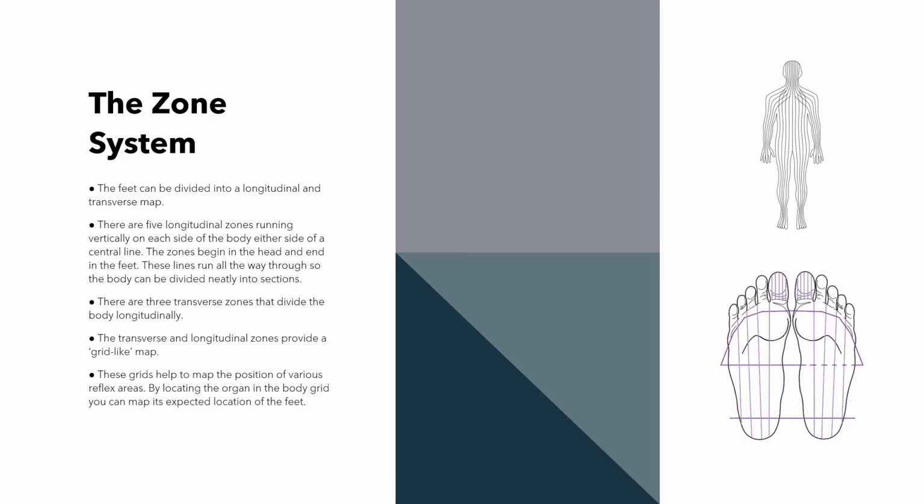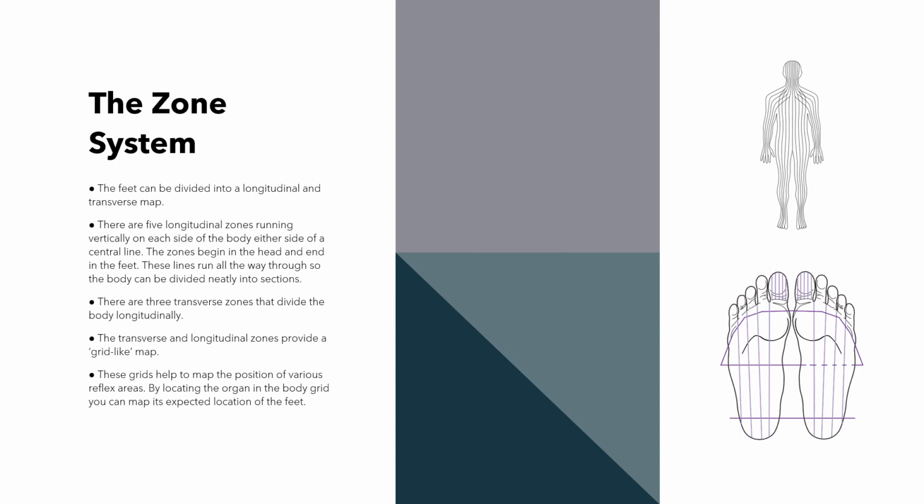Now let's discuss the zone system. The feet can be divided into a longitudinal and transverse map. There are 5 longitudinal zones running vertically on each side of the body, either side of a central line. The zones begin in the head and end in the feet. These lines run all the way through so the body can be divided neatly into sections.